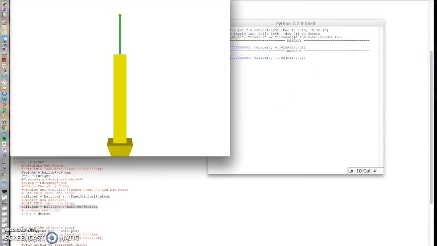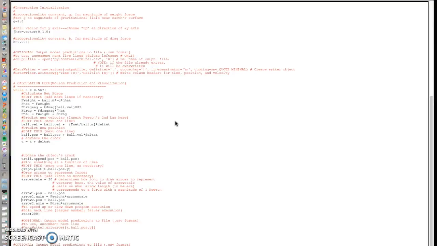When we run this model, you can see that the ball is moving in the negative y direction, and the only force acting on it is weight force, shown by the yellow arrow. The second model considered both the weight force and the drag force. Weight force was calculated the same as Model 1.